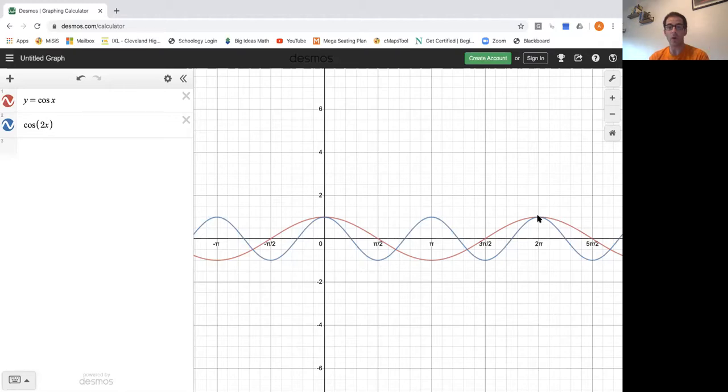And what once was mountain down to valley to mountain to get me from 0 to 2 pi, I now have mountain, valley, mountain, valley, mountain. So 2 cycles. And in fact, what is the period?